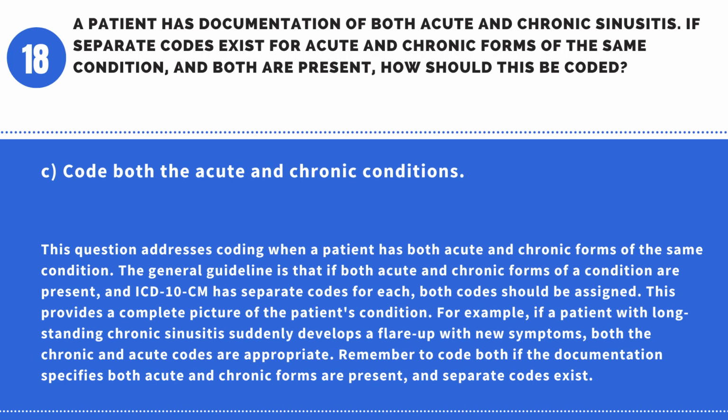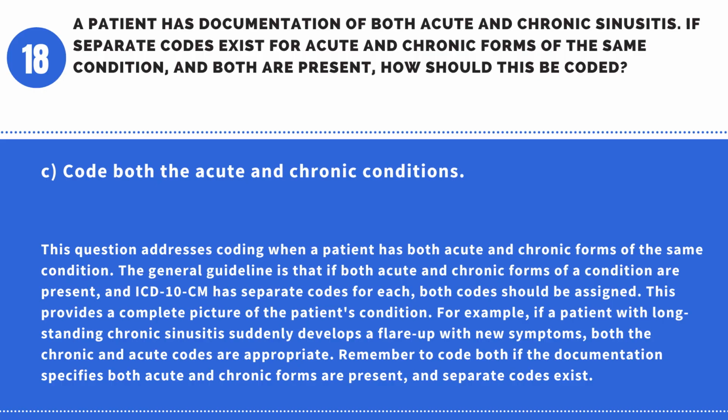Answer, C. Code both the acute and chronic conditions. This question addresses coding when a patient has both acute and chronic forms of the same condition. The general guideline is that if both acute and chronic forms of a condition are present, and ICD-10-CM has separate codes for each, both codes should be assigned. This provides a complete picture of the patient's condition.